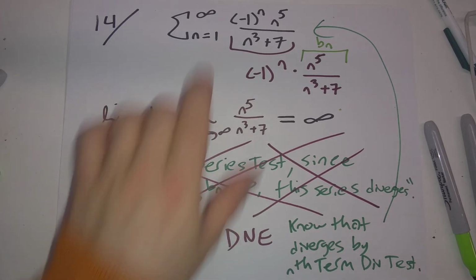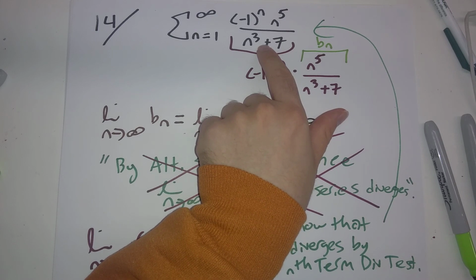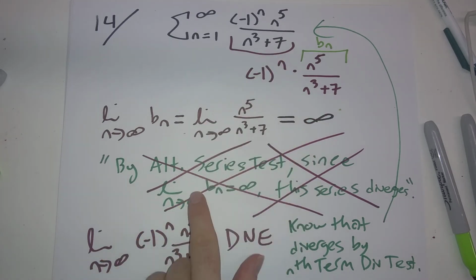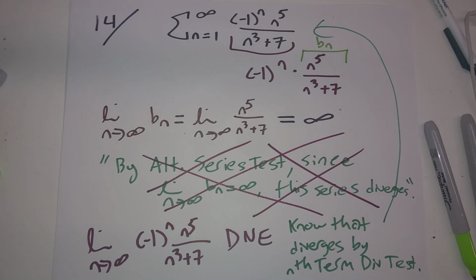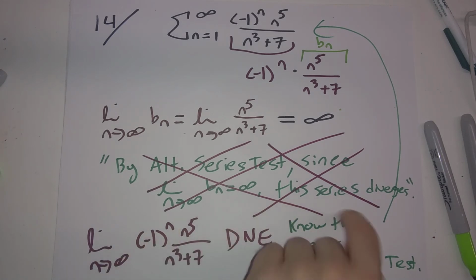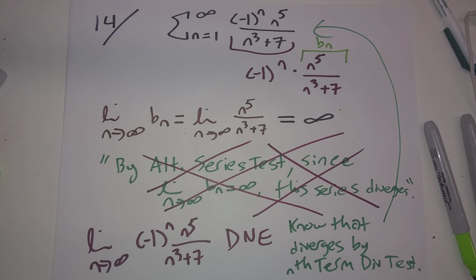So if you go down this path, it's completely reasonable to think alternating series test here. But if you get infinity here, or anything that's not 0, you shouldn't be saying the alternating series test shows us that the series diverges. You should think about the nth term divergence test instead.